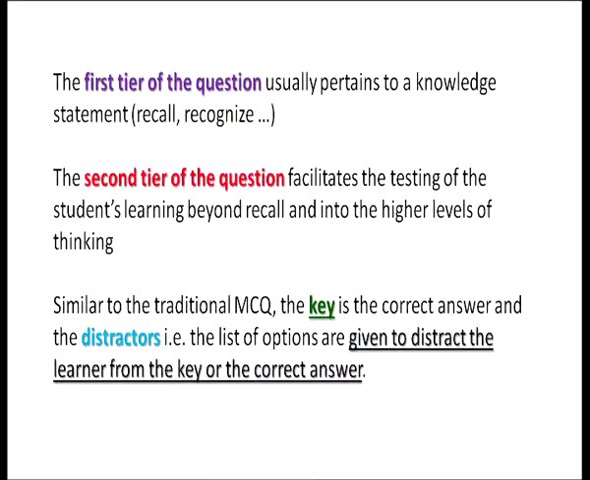So the first tier of the question usually contains a knowledge statement, and the second tier of the question facilitates a testing of the student's learning beyond recall and into the higher levels of thinking. So, in here also we have the key, that is the correct answer, and the distractors, that is a list of options given to distract the learner from the key or the correct answer. So let me present an illustration.